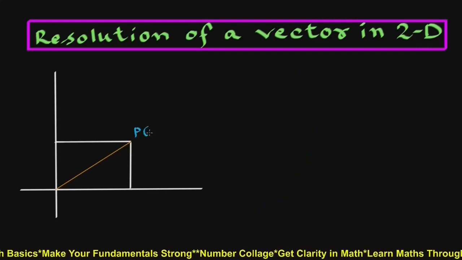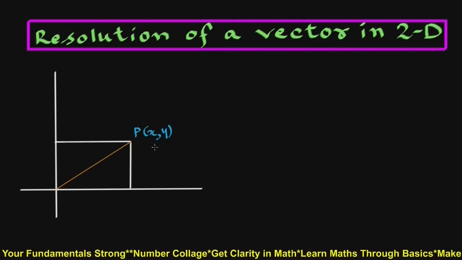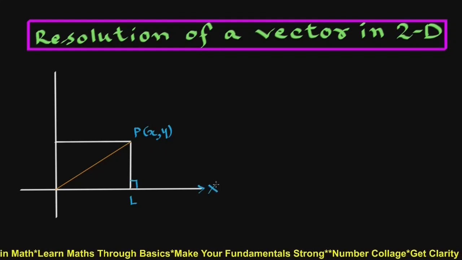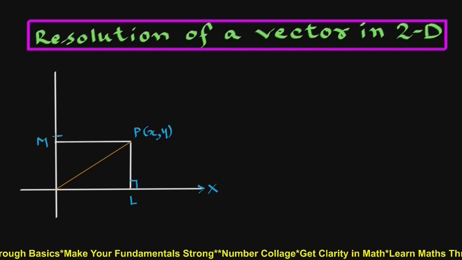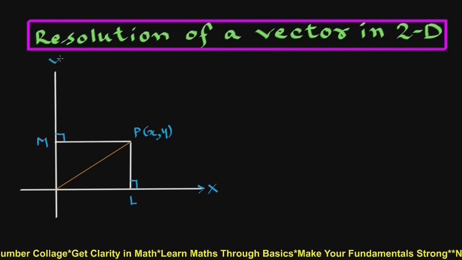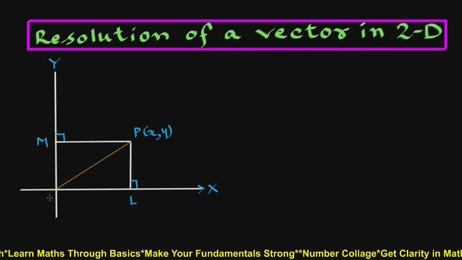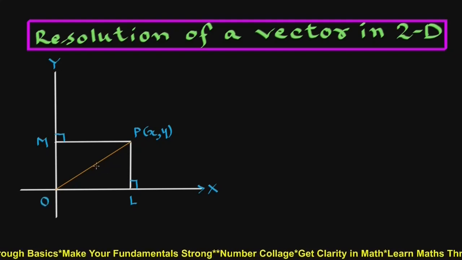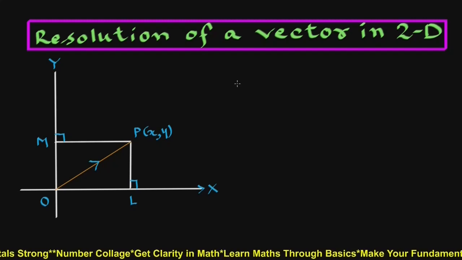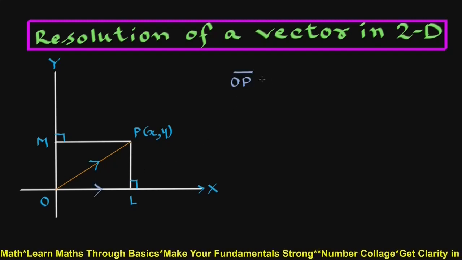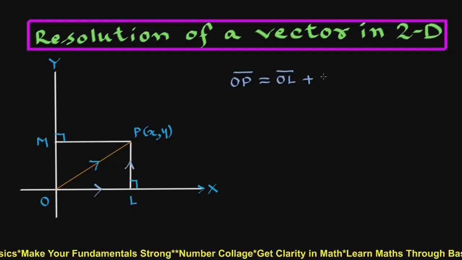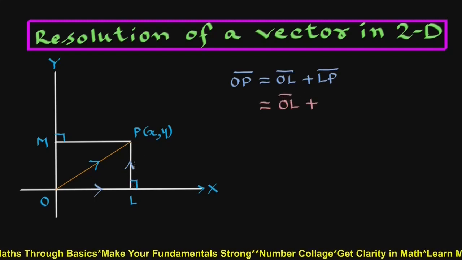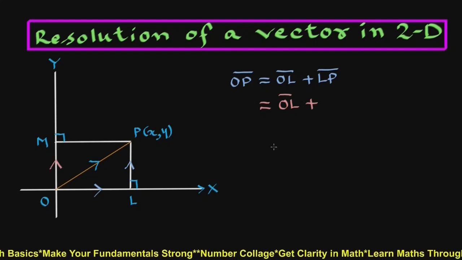Let P(x, y) be a point on the plane. PL is perpendicular on x-axis and PM is perpendicular on y-axis. Joining P with the origin, we get position vector of point P, OP bar. By triangle law, OP bar will be OL bar plus LP bar, which is OL bar plus, here LP bar is same as OM bar.